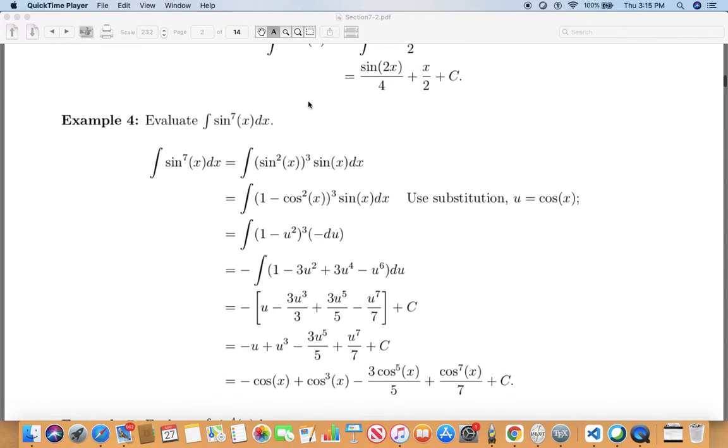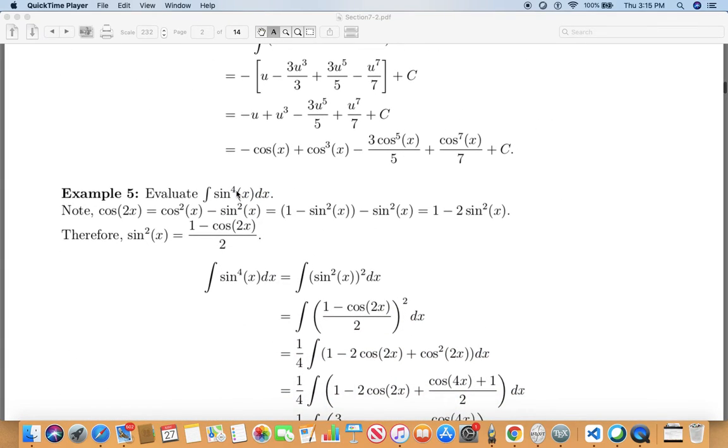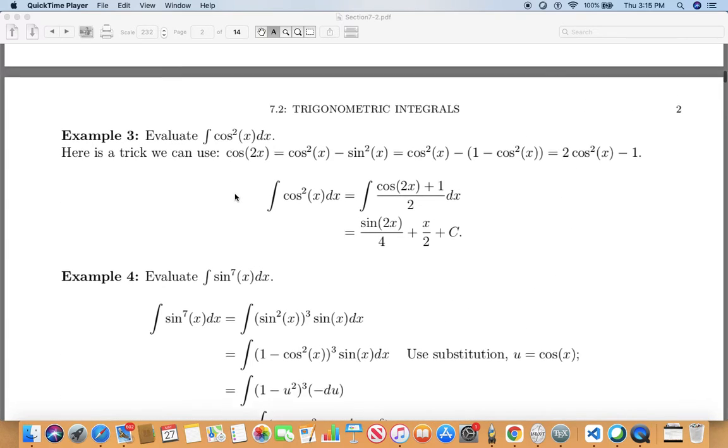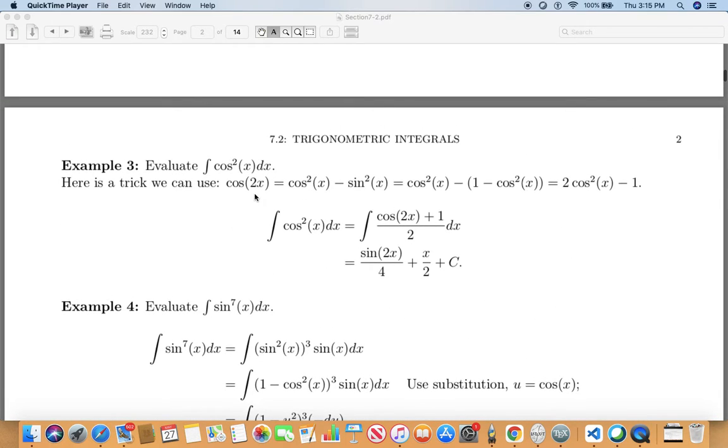Now, that was when you have an odd power. You remove one of the sine, the even power is split as a square to a certain power, and that square is replaced by an expression in cosine. What do you do when you have an even power? Well, when you have an even power, you go back to the trick we saw earlier.